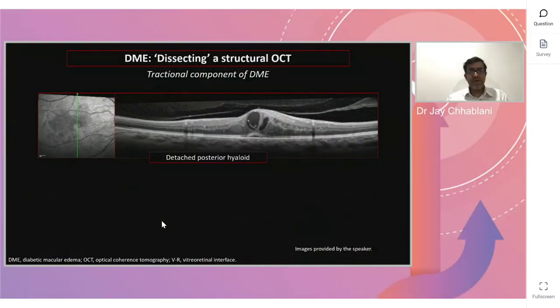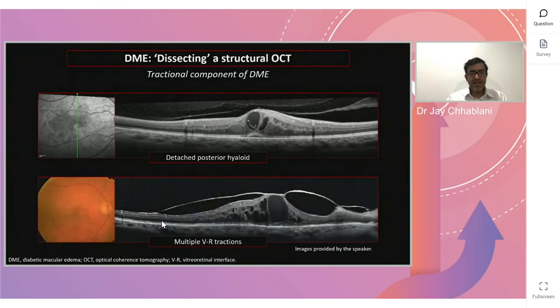Let's move forward. When you really look at a scan, one of the first things which we all should be looking at is the tractional component. If you look at this image, you are seeing that the posterior hyaloid is attached. It is not detached. It is causing probably some form of traction, but this traction is still not that obvious. We might call this a vitreomacular adhesion.